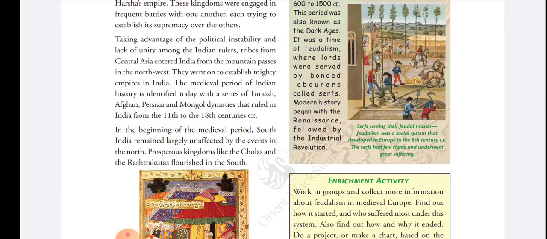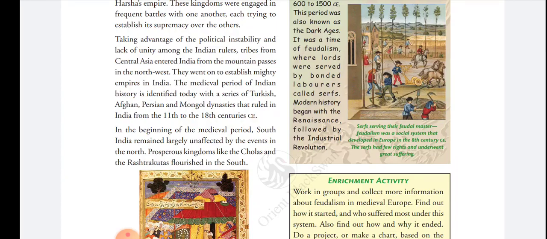Taking advantage of the political instability and lack of unity among the Indian rulers, many tribes from Central Asia entered India through the mountain passes in the northwest. They came to India for the purpose of establishing a mighty empire.